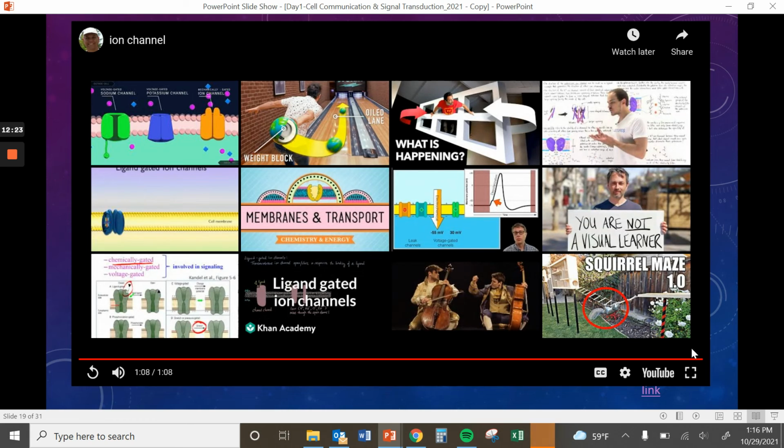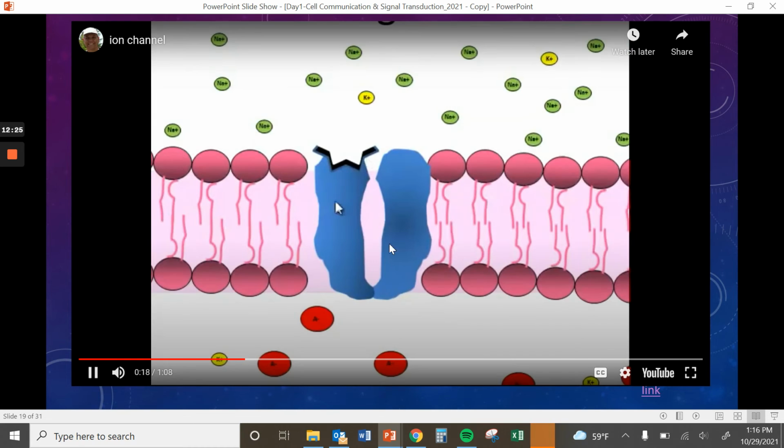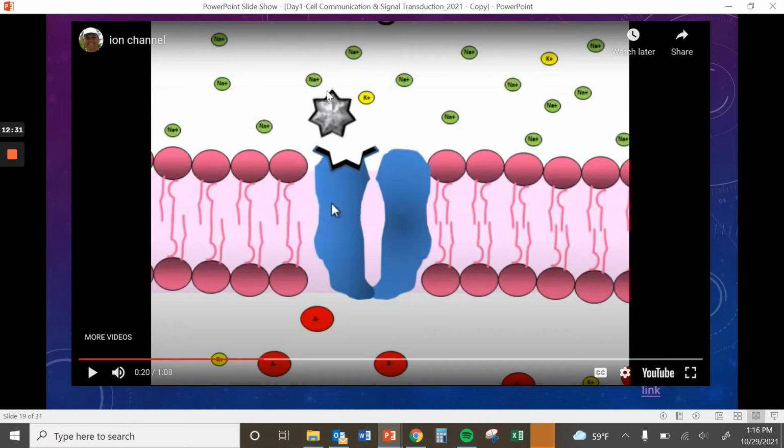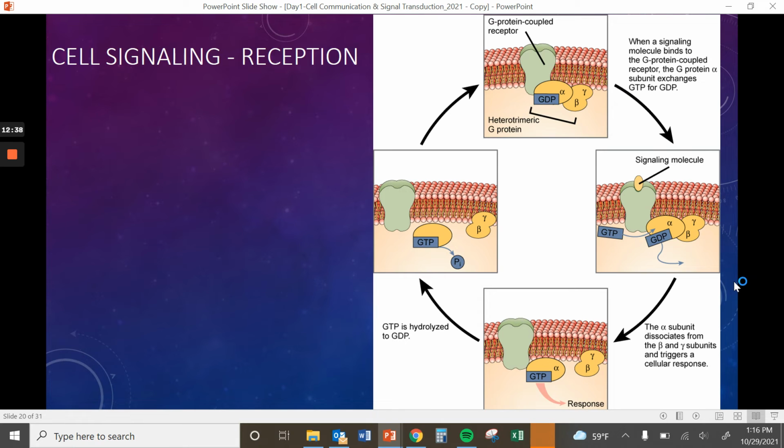Okay, so that showed a receptor site for a chemical. We can have a ligand come in and attach to a receptor on the outside of the cell and create some sort of response.